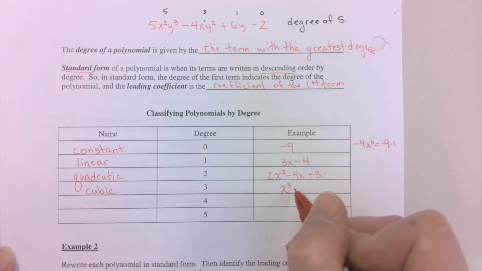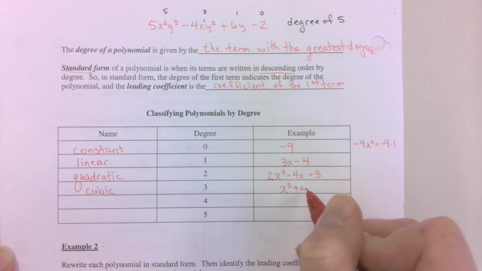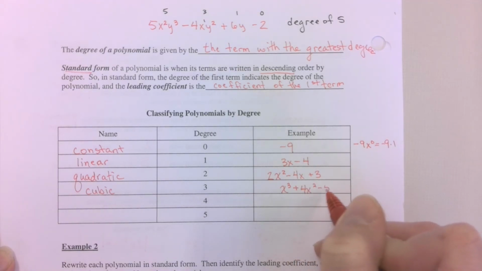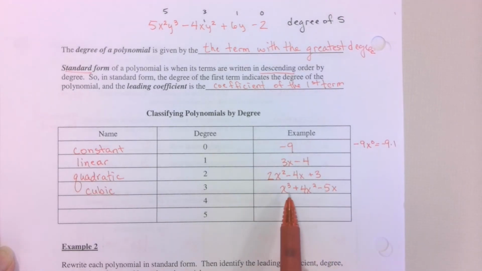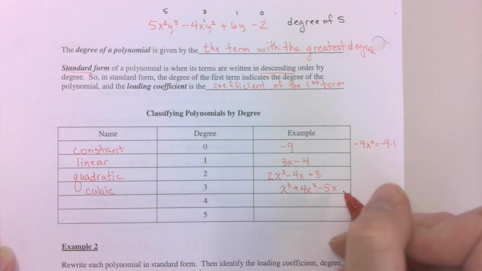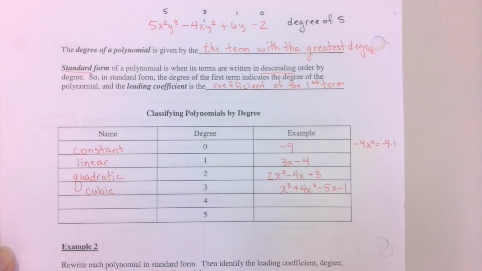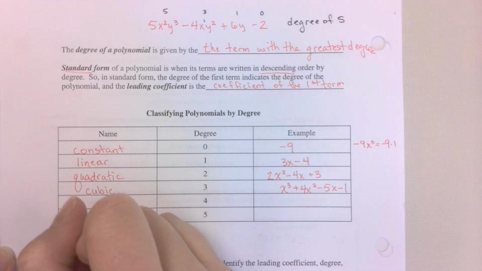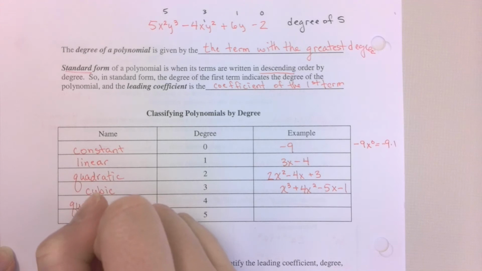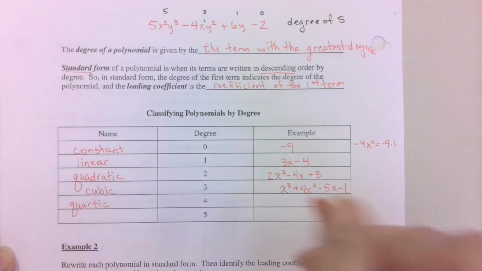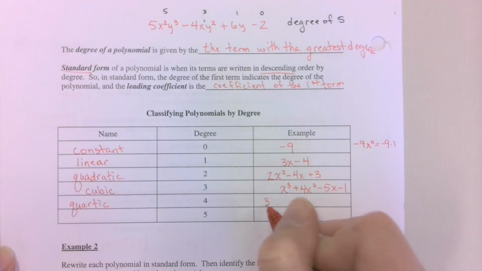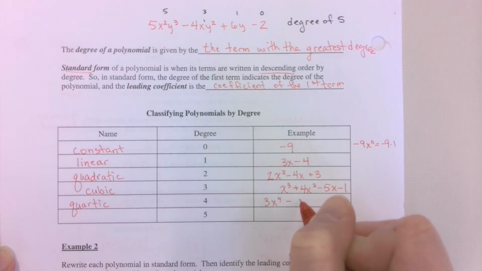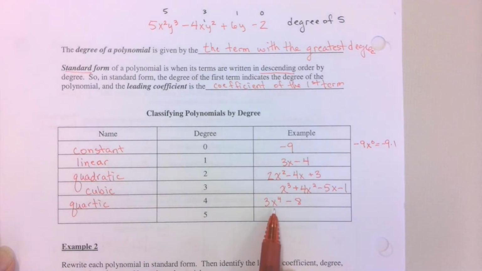If we build on that, maybe we have x to the third plus 4x squared minus 5x. Again, it is cubic because the highest degree is 3. I could even tack on here a minus 1. All right, 4, quartic, so help yourself remember, that'd be like quarters, quartic, 4 quarters, quartic. And as long as I have the highest degree of 4, so let's say I have 3x to the 4th minus 8. That is considered a quartic binomial.